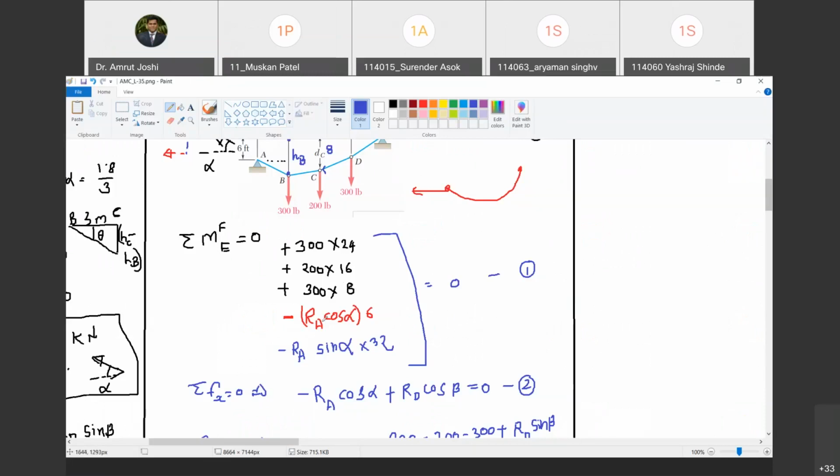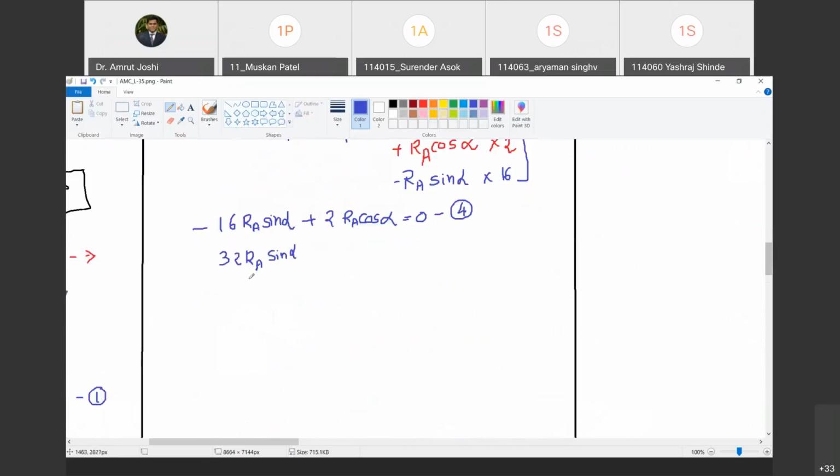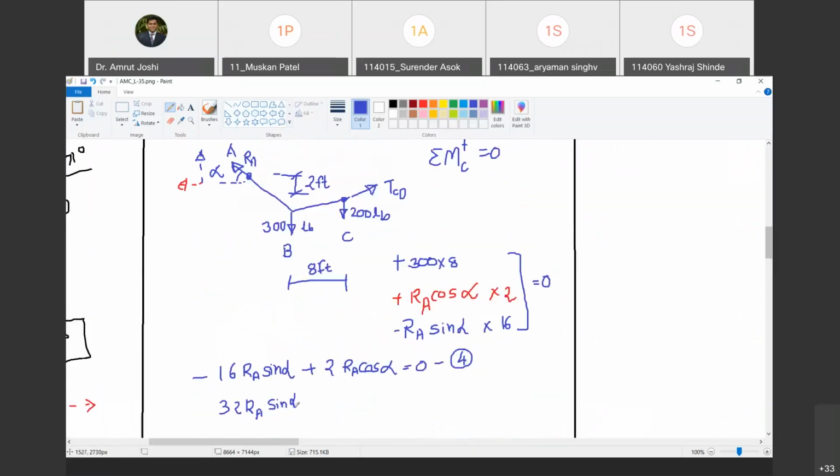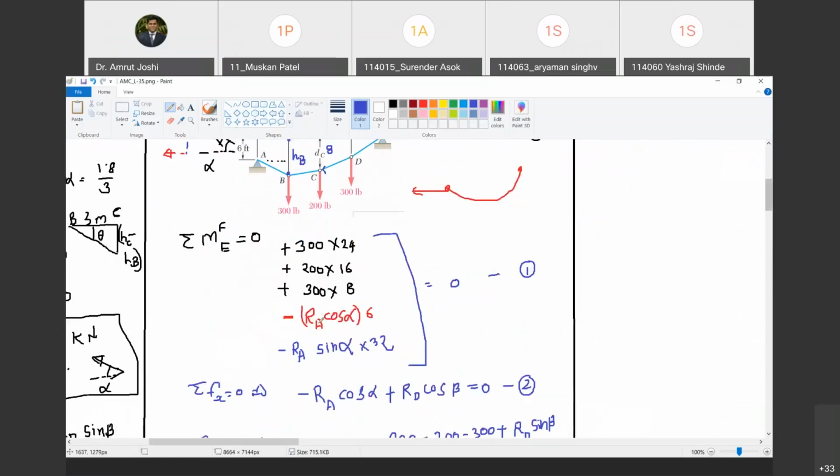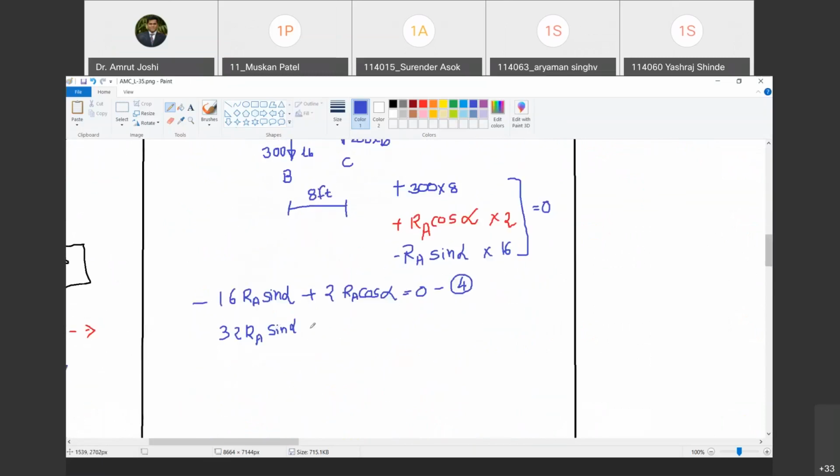Okay. Are you able to see equation number 1? Yes, sir. So we are rearranging equation number 1, 32 RA sin alpha. Are you with me? This will go on the right hand side and become positive. And 6 RA cos alpha will also go on the right hand side and become positive. Happy?